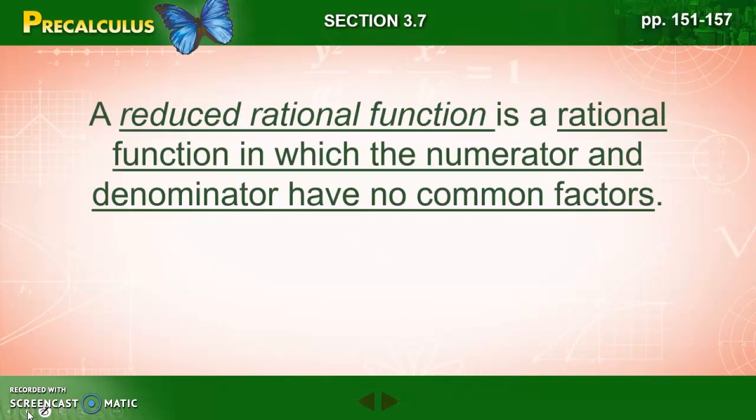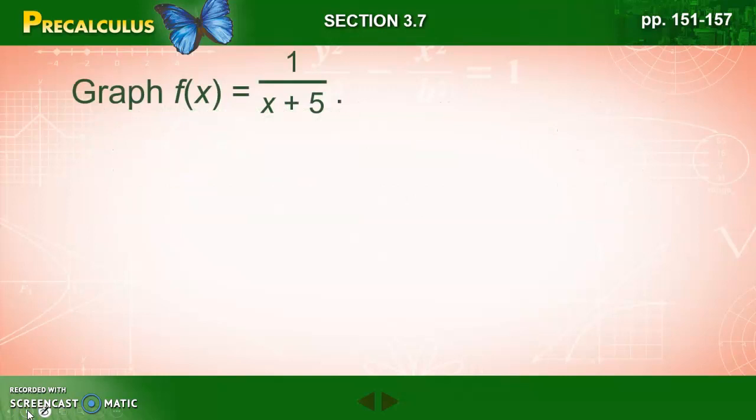A reduced rational function is a rational function in which the numerator and denominator have no common factors. Think of this in terms of reducing a fraction. When we have 2 over 4, we know that we can reduce it because they have a common factor. Both of these numbers can be divided by 2, which gives us 1/2. So you're already familiar with reducing rational numbers. Now we're just applying it to functions.